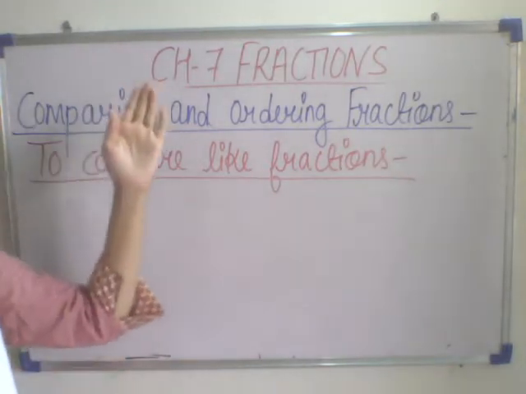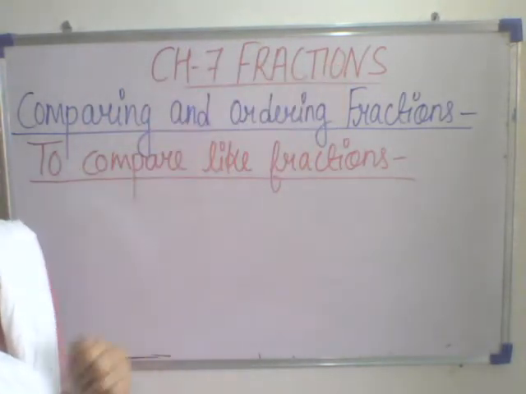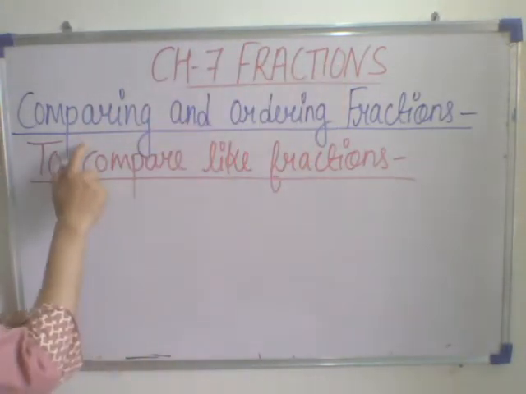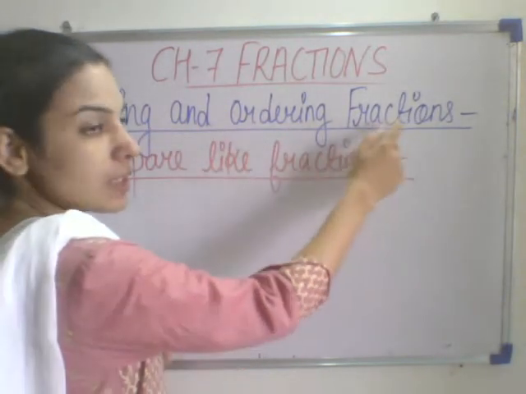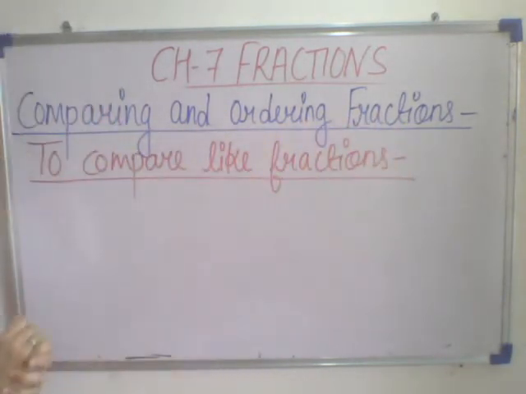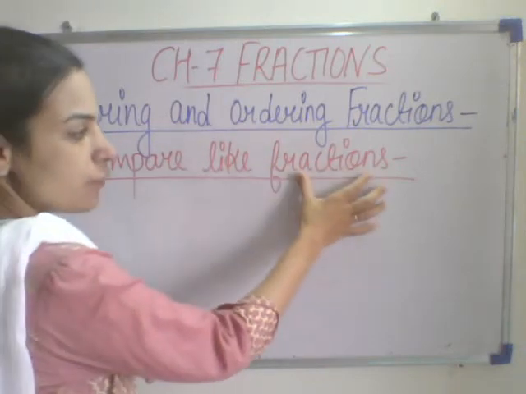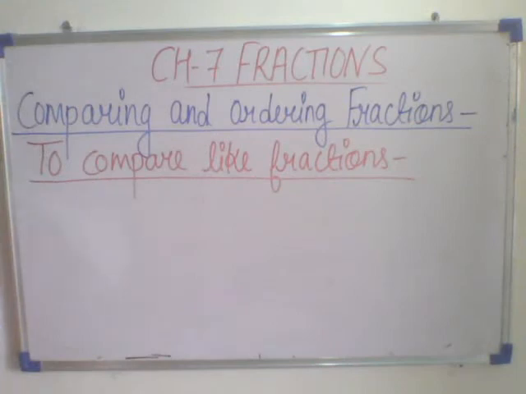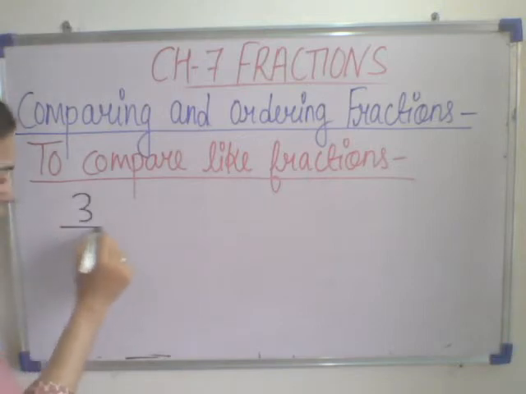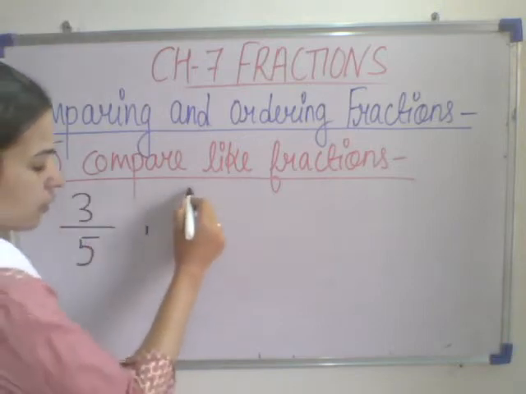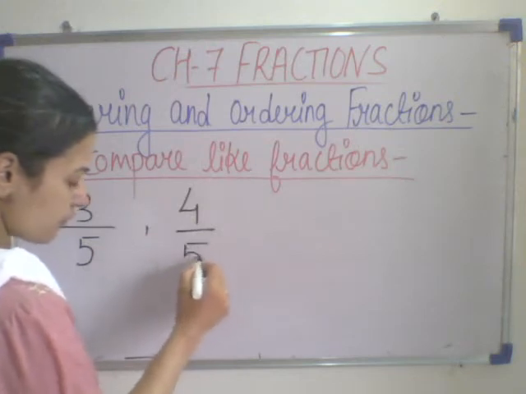We were doing chapter number 7, fractions. In today's class, we'll be studying comparing and ordering fractions. First of all, we will be studying to compare like fractions. So first of all, what is a like fraction? Like fractions are those fractions which have the same denominator, like 3 by 5 and 4 upon 5.